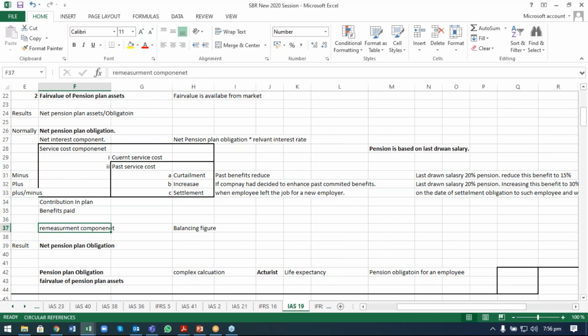So what is the remeasurement component? That was the very first requirement of our question. If anyone has a question, I'll be looking into it.